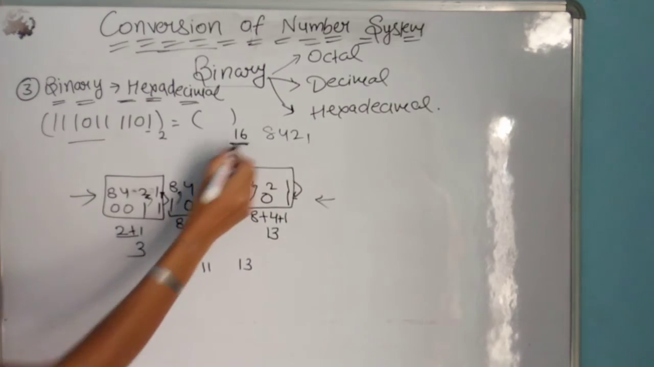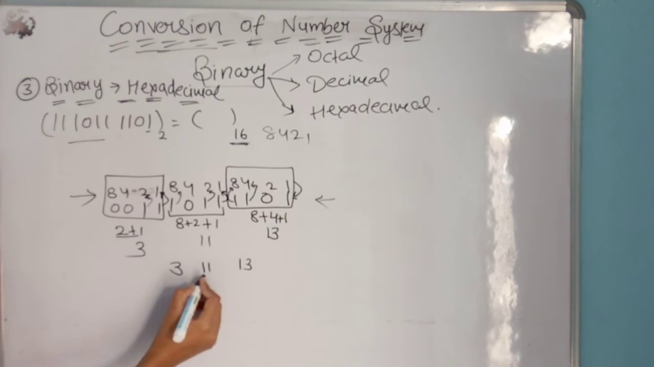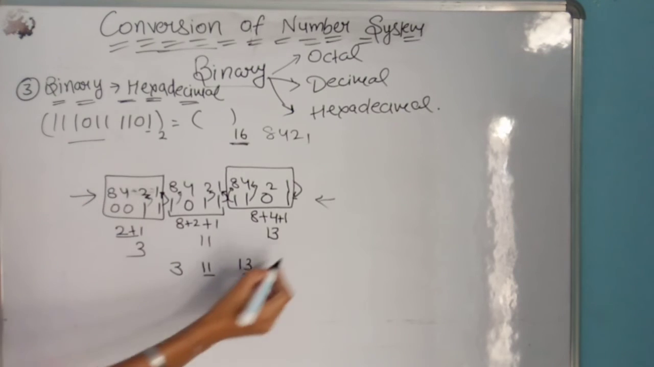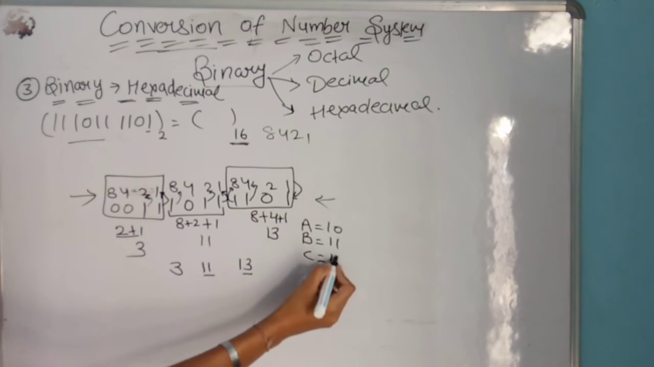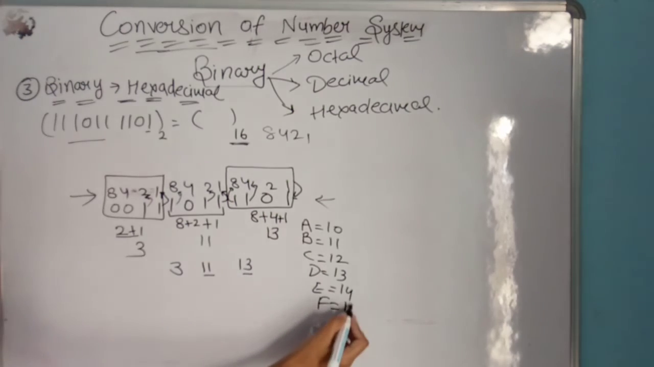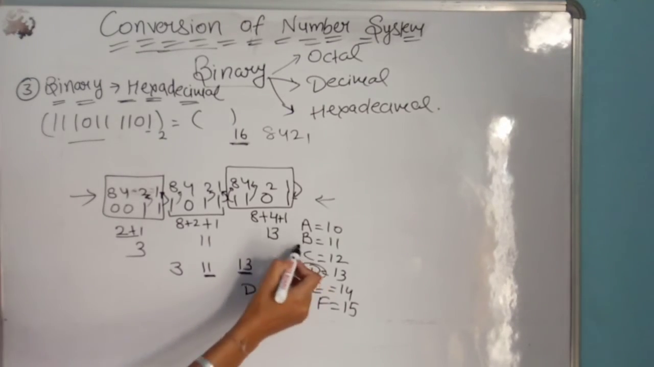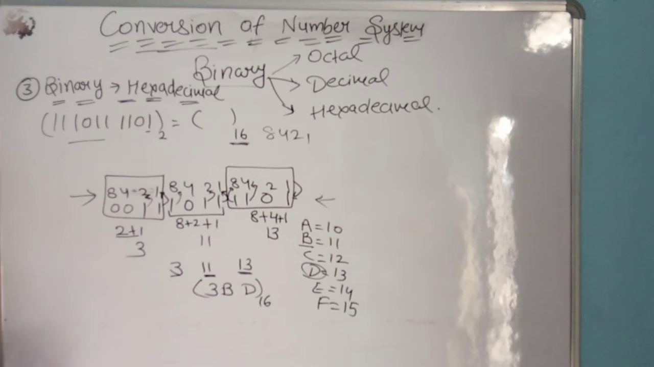But in a hexadecimal number, if the number is greater than 9, we don't use the numerical form. For these we use alphabetical form. A means 10, B means 11, C means 12, D means 13, E means 14, and F means 15. So replace 13 with D, and replace 11 with B, and 3 stays as it is. Now this is a hexadecimal number. This is the best method to convert a binary number into a hexadecimal number.